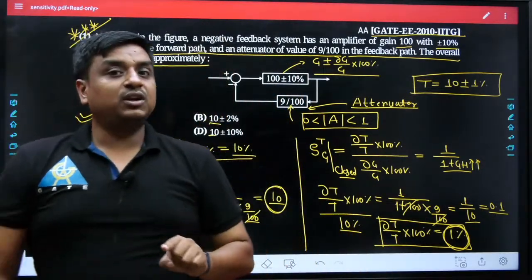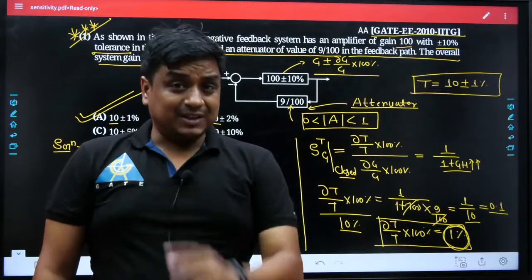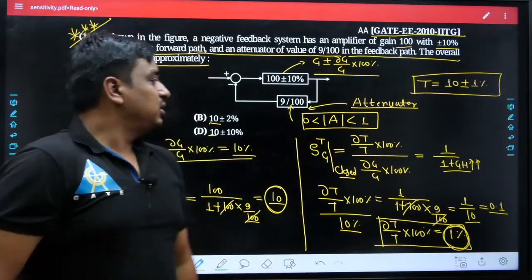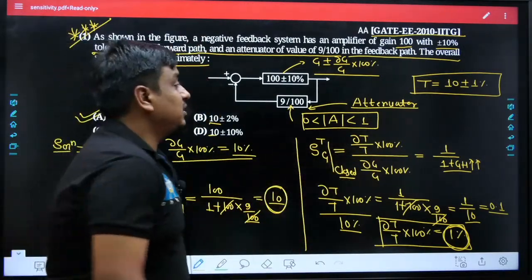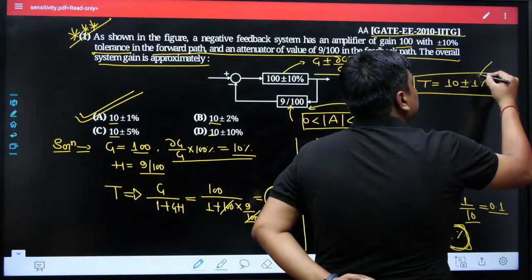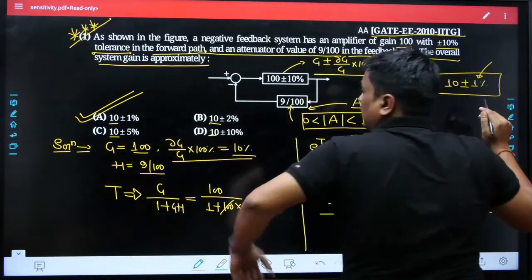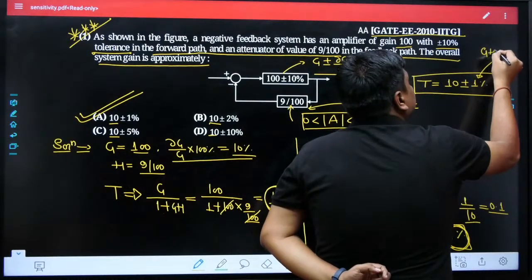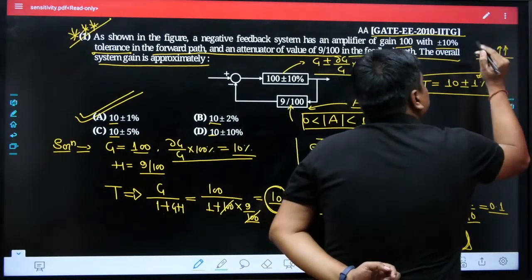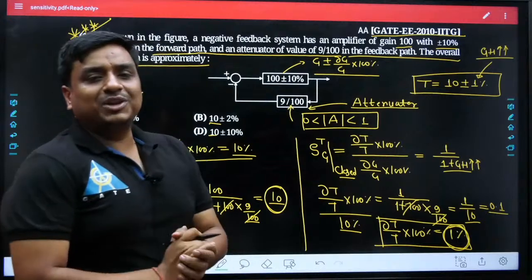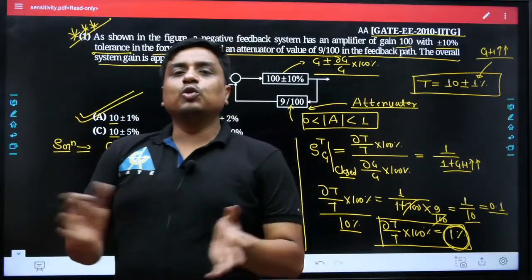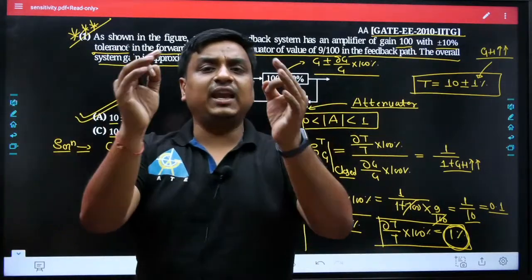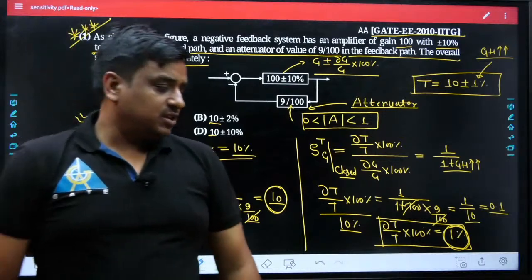What does it mean? Although there is a huge change in G, the impact of the change in G could not reach T. Obviously, if you want to reduce the percentage change in T, although the change in G is still 10%, you can raise the value of the open loop transfer function, which we have already communicated in the last class. So probably nobody should have any doubt. If you guys are having any sort of doubt, you can put it over the live chat.